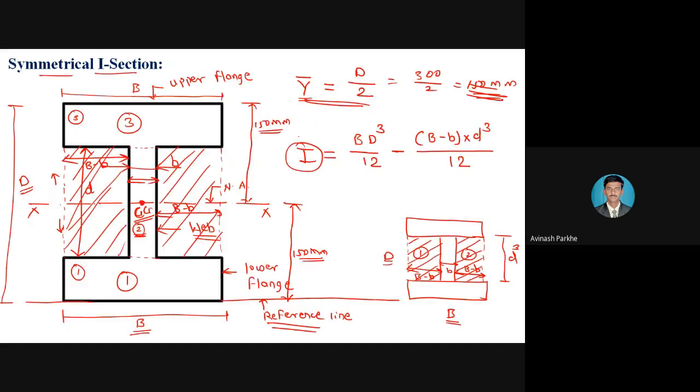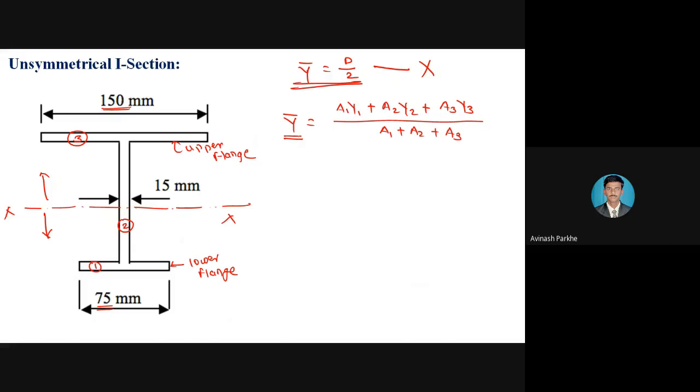For symmetrical section, a direct formula is available. Y bar is equal to capital D divided by 2. But this formula will not be applicable for the unsymmetrical I section. जर section symmetrical असेल तरच आपण y bar is equal to capital D divided by 2 असं घेऊ शकतो. जर section unsymmetrical असेल तर we have to use this second formula. Y bar is equal to A1 Y1 plus A2 Y2 plus A3 Y3 divided by A1 plus A2 plus A3.